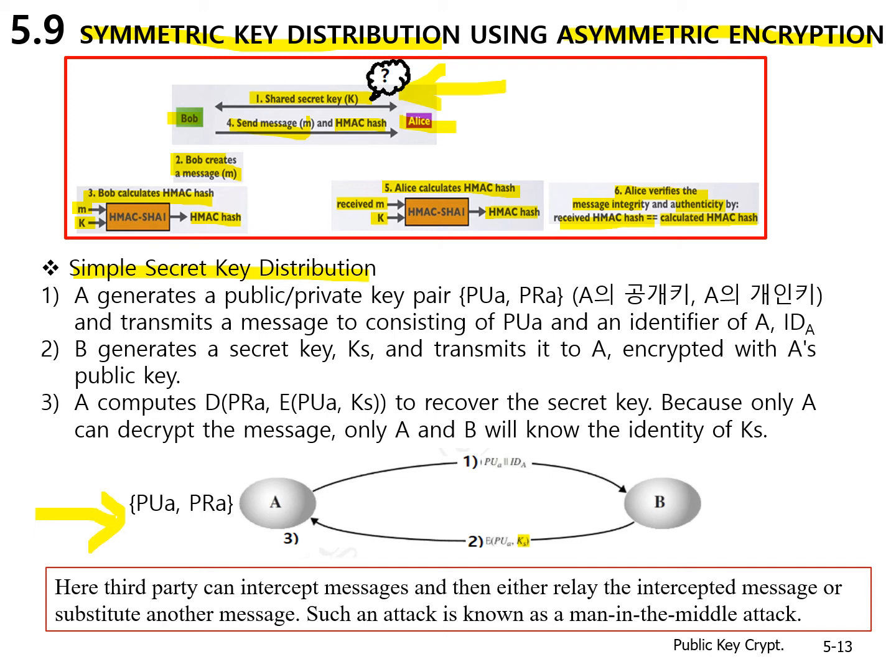Alice generates a public key, private key pair, PUA and PRA. And she transmits a message which consists of PUA and the identifier of A. She concatenates the two pieces of information and sends this message to Bob.